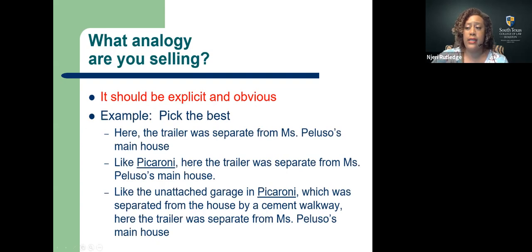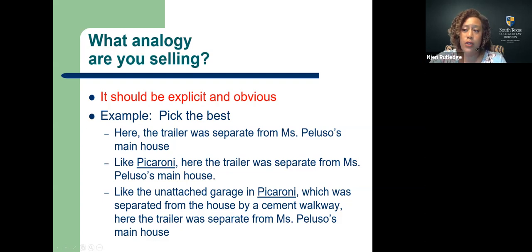Look at these different examples. The first one says, here the trailer was separate from Miss Peloso's main house. That's kind of vague. Or like Piccaroni, here the trailer was separate from Miss Peluso's main house. Or like the unattached garage in Piccaroni, which was separated from the house by a cement walkway, here the trailer was separate from Miss Peluso's main house. That is an explicit, obvious analogy. And we already know they're going to put that together to try to advance their argument.